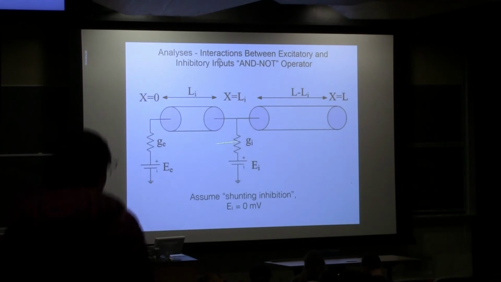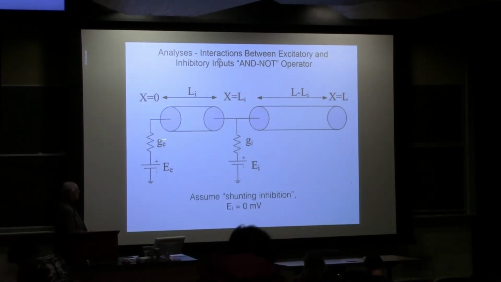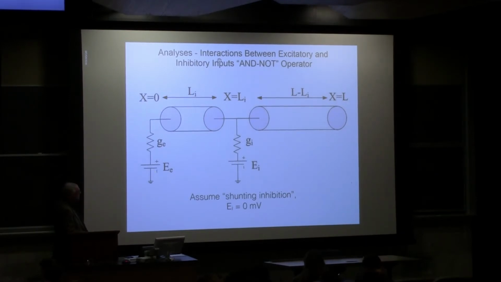So we've got a dendritic cable. It has two distinct inputs. One is an excitatory synaptic conductance change. The other is an inhibitory synaptic conductance change. And they have their associated reversal potentials. So shunting inhibitory input is a special kind of inhibitory input.